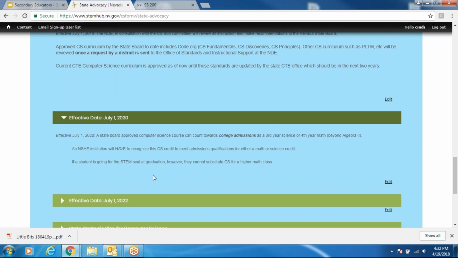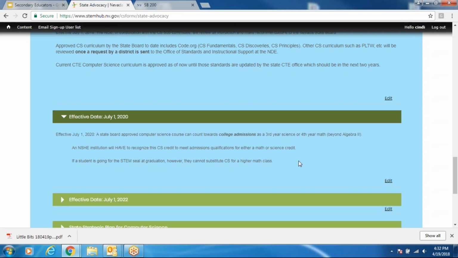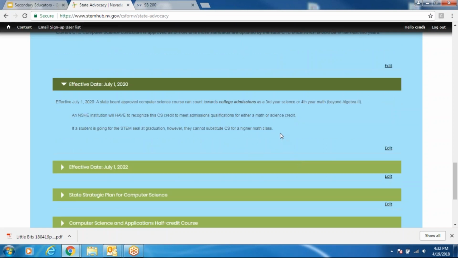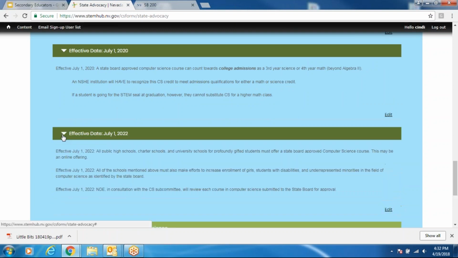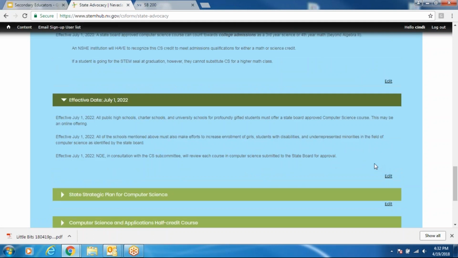science. And then again, if students are going for the STEM seal at graduation, they cannot substitute computer science for a higher math class. They need to take that higher math. Okay. This was pushed to 2020 to give our higher ed institutions chances to get their systems in alignment with that. And then finally, on July 1st, 2022, this is also affecting the secondary level.